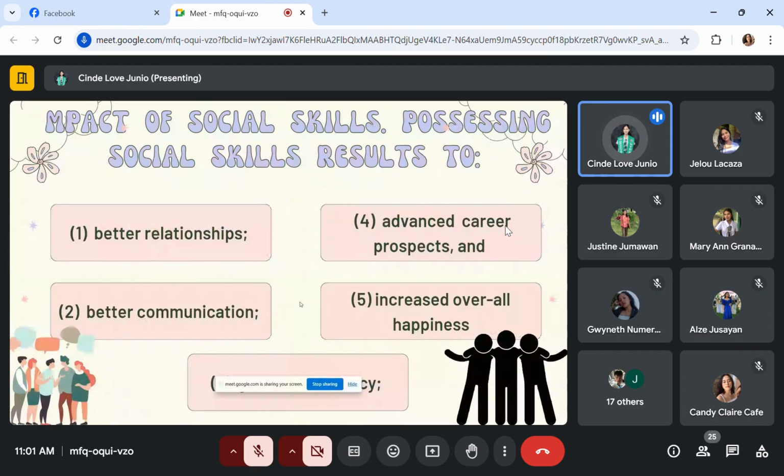And fourth is advanced career prospects. So there are better career opportunities. Strong social skills help in getting good jobs and promotions. And fifth is increased overall happiness. Just a happier life. Good relationships and effective communication make life more enjoyable. Like you feel more confident, less stressed, and more satisfied with your social life.